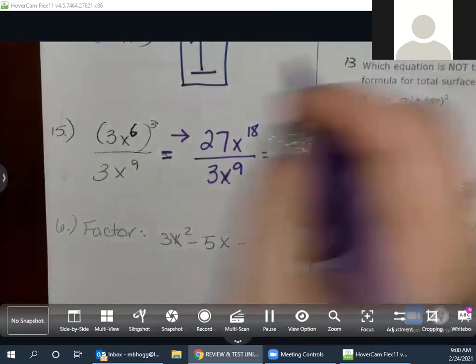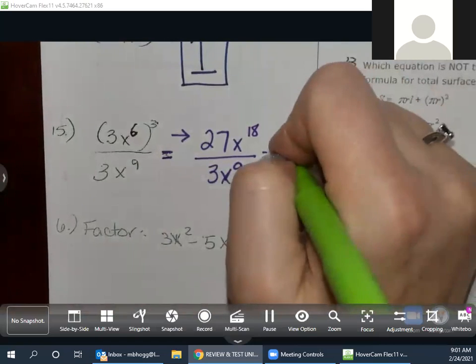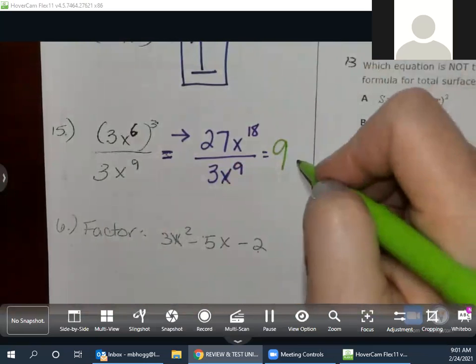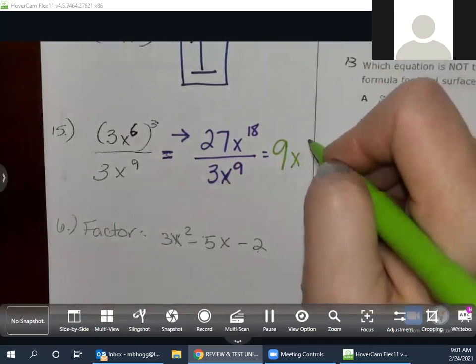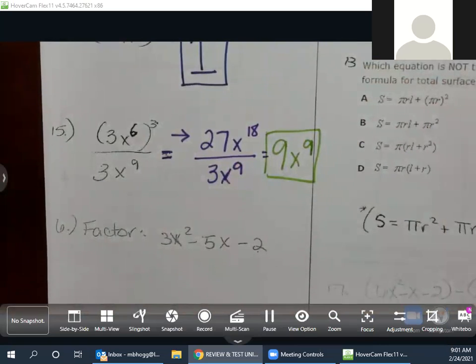And then we can simplify that even more. 27 divided by 3 is 9. And then x to the what? 9. You subtract. Okay, good.